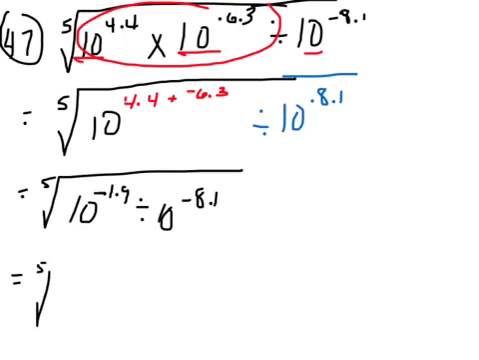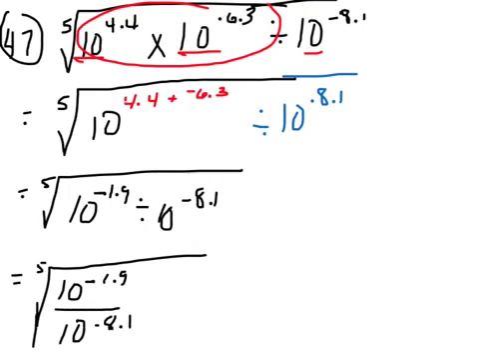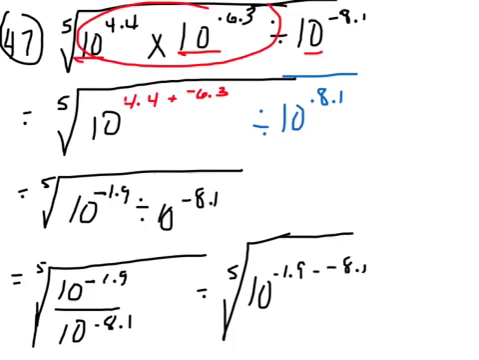That's the fifth root of 10 to the negative 1.9 over 10 to the negative 8.1. Remember, dividing is just a fraction bar. When you have a fraction bar like that, you can just subtract your exponents. Division, what do we do when we're dividing with the same base? We subtract the exponents. So that's 10 to the negative 1.9 minus negative 8.1. That's going to turn out to be a positive, because a minus is going to become a plus.